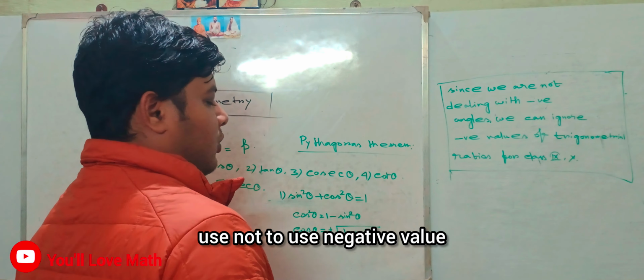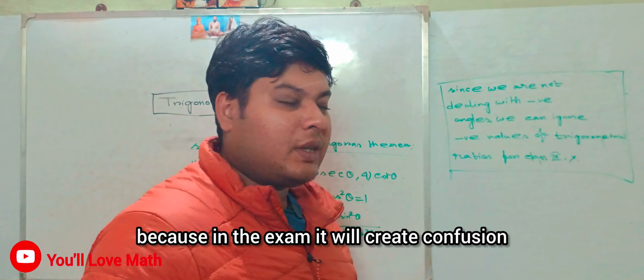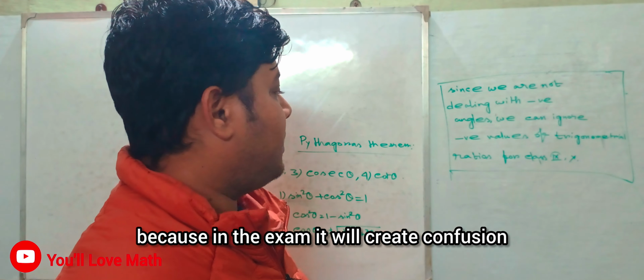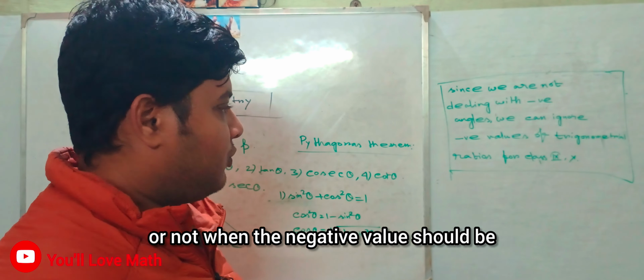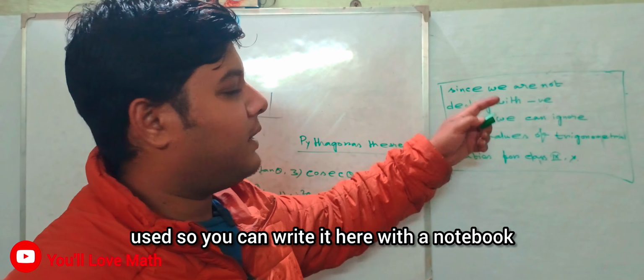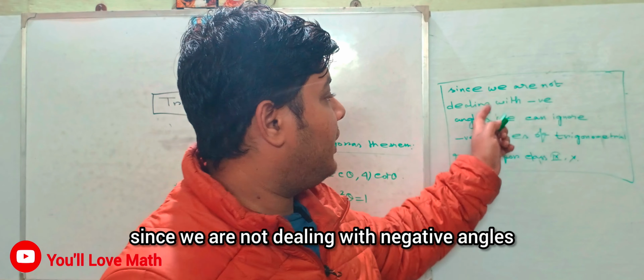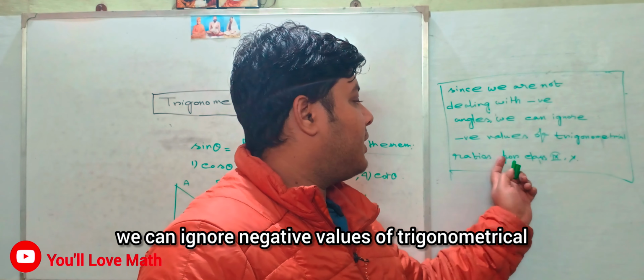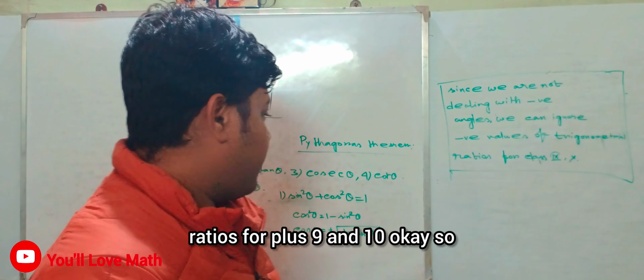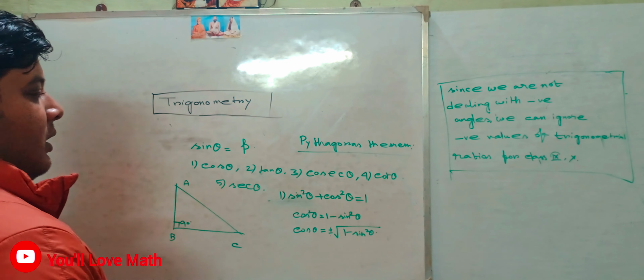because in the exam it will create confusion. Shall I take the negative values or not? When should the negative value be used? So you can write it here in your notebook. Since we are not dealing with negative angles, we can ignore negative values of trigonometrical ratios for class 9 and 10.